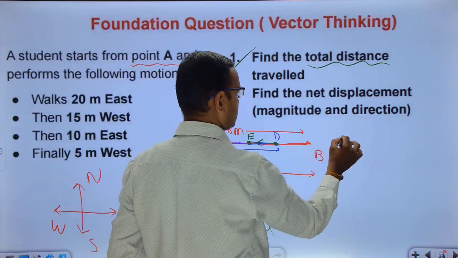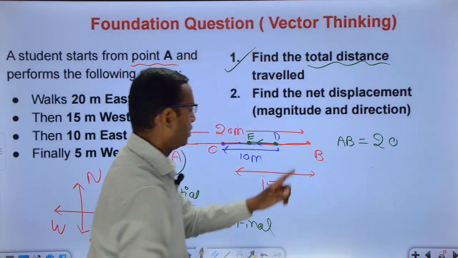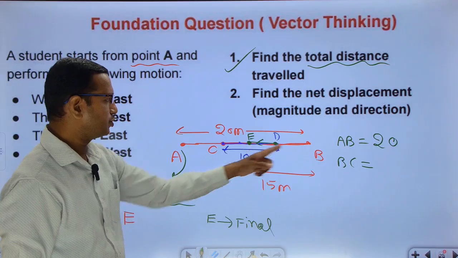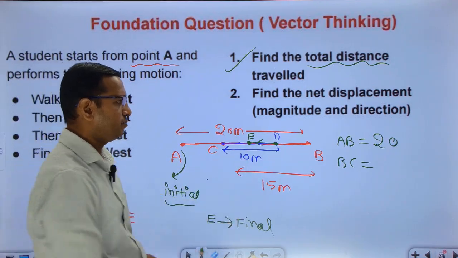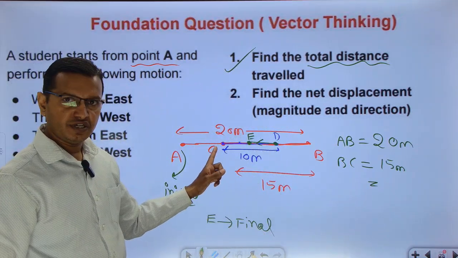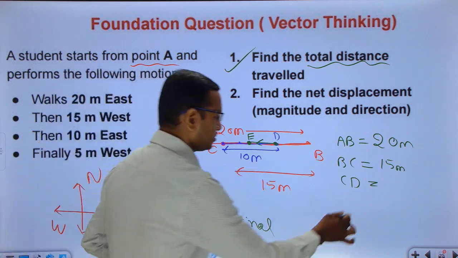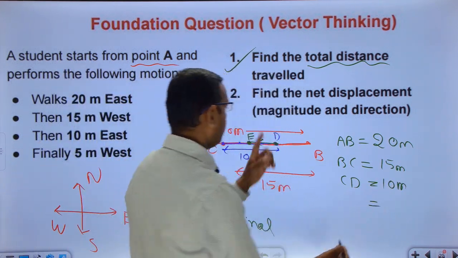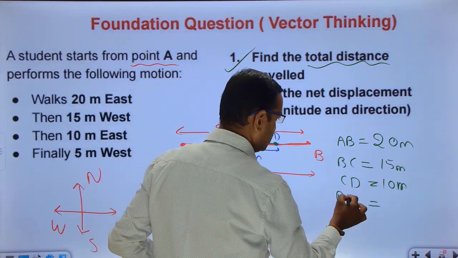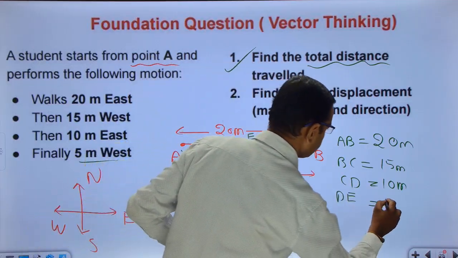From A to B he has moved, first thing. That AB distance is nothing but 20. Now from B he has moved to C. So that is BC. B to C, he has covered 15 meters. Units are important, don't forget. And from C, he started moving to D. So C to D is 10 meters. Now from D, he has finally arrived at E. So DE, he has moved 5 meters.